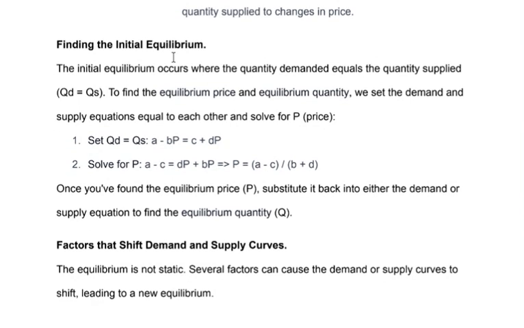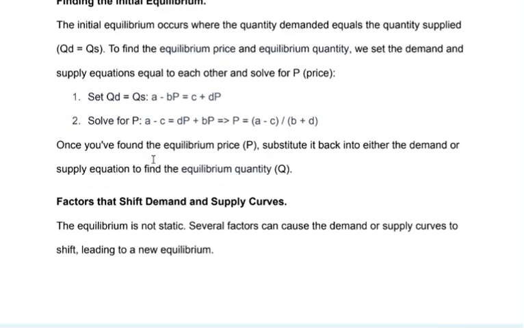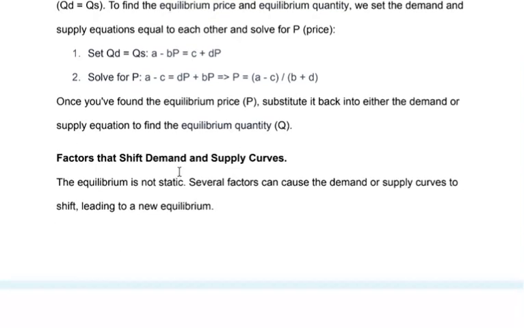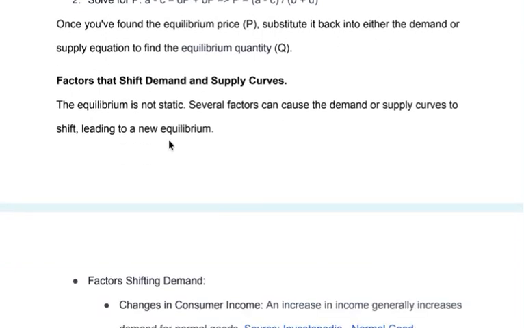Finding the initial equilibrium. The initial equilibrium occurs when the quantity demanded equals the quantity supplied. To find the equilibrium price and equilibrium quantity, we set the demand and supply equations equal to each other and solve for P. Set QD equals QS: A minus BP equals C plus DP. Solve for P: A minus C equals DP plus BP, which implies P equals (A minus C) divided by (B plus D). Once you've found the equilibrium price, substitute it back into either the demand or supply equation to find the equilibrium quantity.